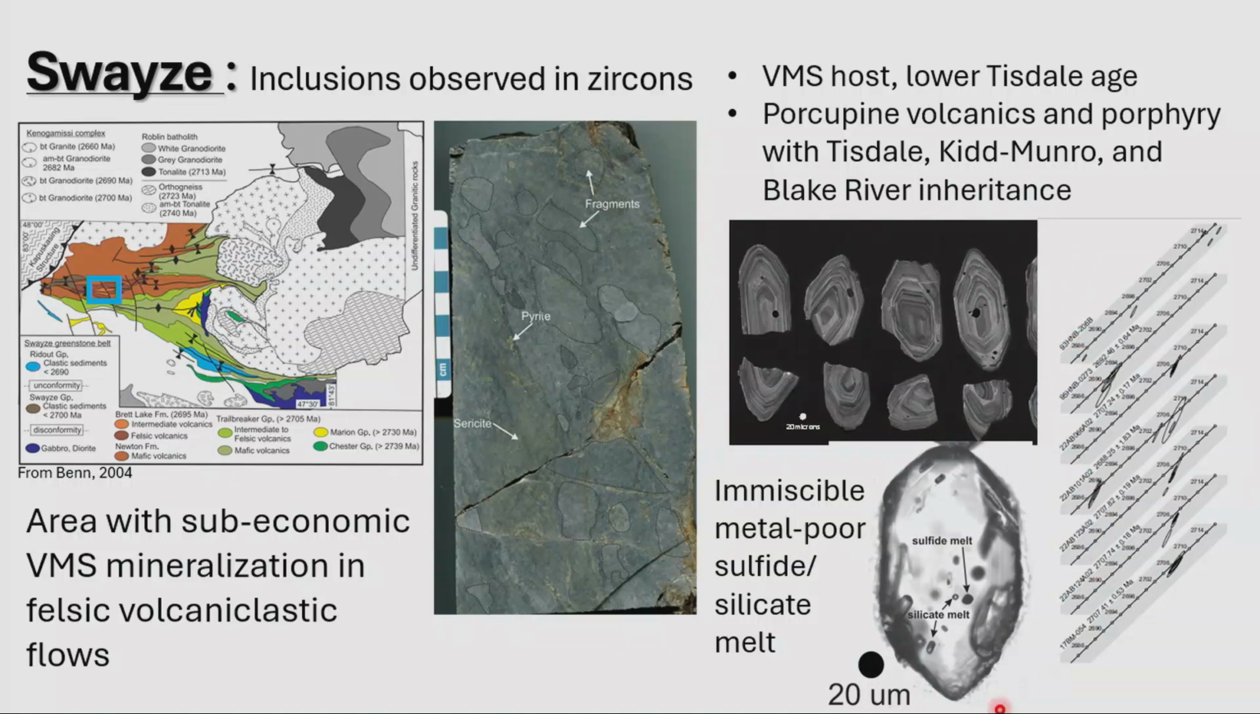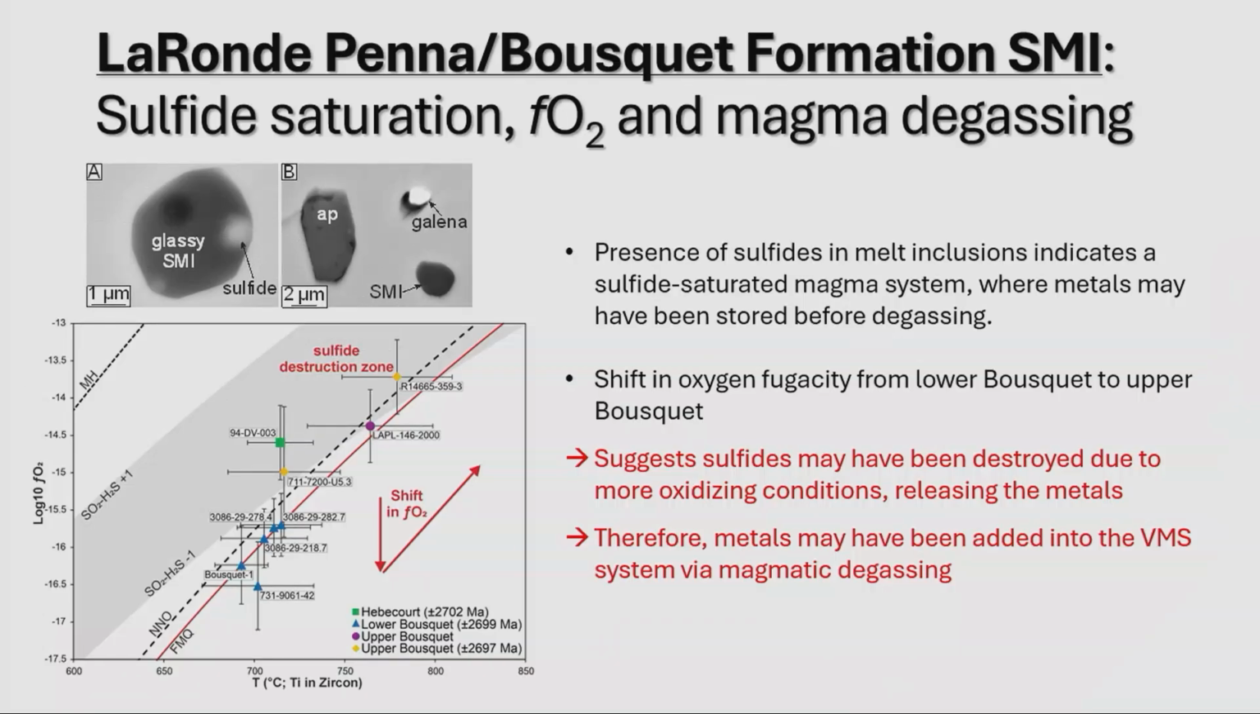But what's interesting from the melt inclusion perspective is looking at, here we have a transmitted light zircon, and it shows right in here silicate melts that are entrapped in the same zircon that have sulfide melts entrapped. And these sulfide melts are actually metal poor. So it's showing immiscible metal poor sulfide and silicate melt entrapped in the same zircon. And that will become important, I think, in their discussion for pre-alcesis overall.